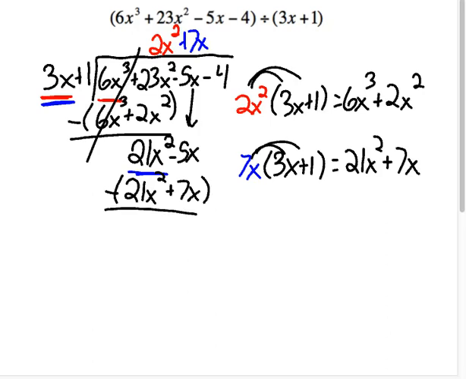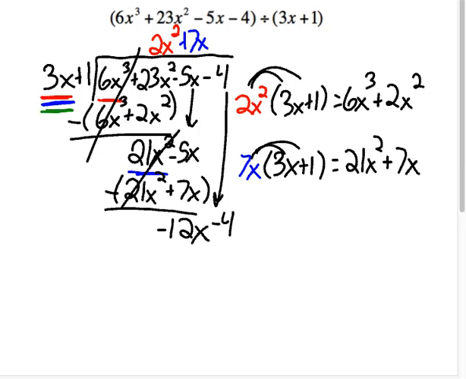Subtract it off to see how close do we get. Well, 21x squared minus 21x squared is going to cancel off. It's going to be gone. Negative 5x minus 7x is going to be negative 12x. Then I pull down my next term.